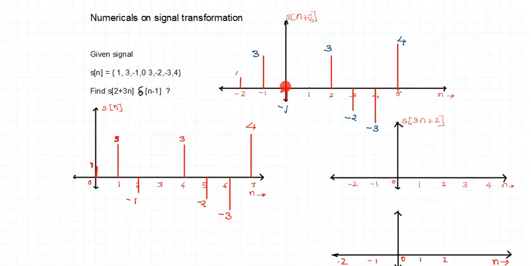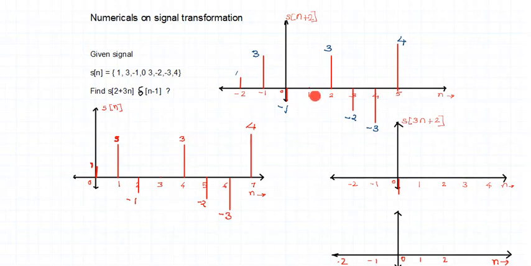Let's move to the third sample, 0. So 0 divided by 3 is 0. So no change for the sample at 0. The sample at 0 appears at 0. So let us draw the sample at 0. What is the magnitude of the sample? It is minus 1. So let us draw minus 1 at 0. Right?